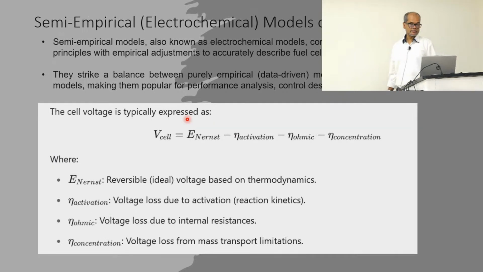And the next one is semi-empirical. Semi-empirical means that it does consider electrochemistry. The previous one does not consider electrochemistry. So, it considers empirical plus the electrochemical model, and this is the equation for the electrochemical model, where again it has these three losses, and this is the reversible voltage based on thermodynamics, and these three losses we already talked about.